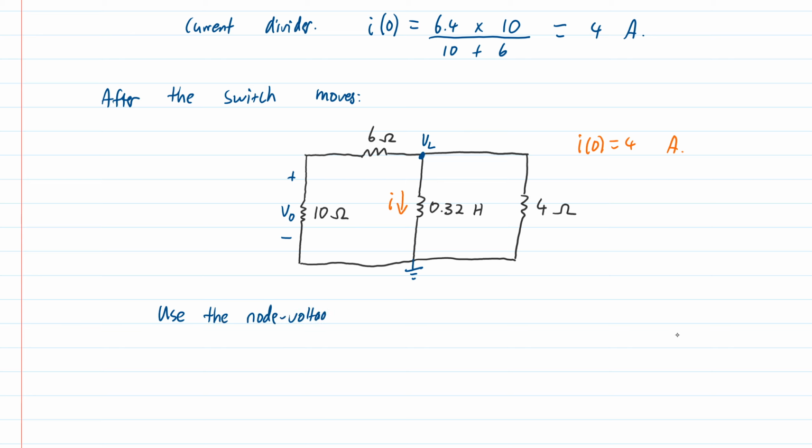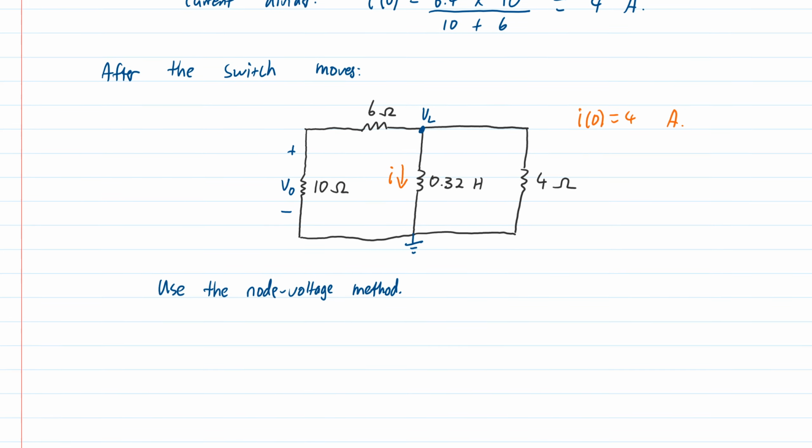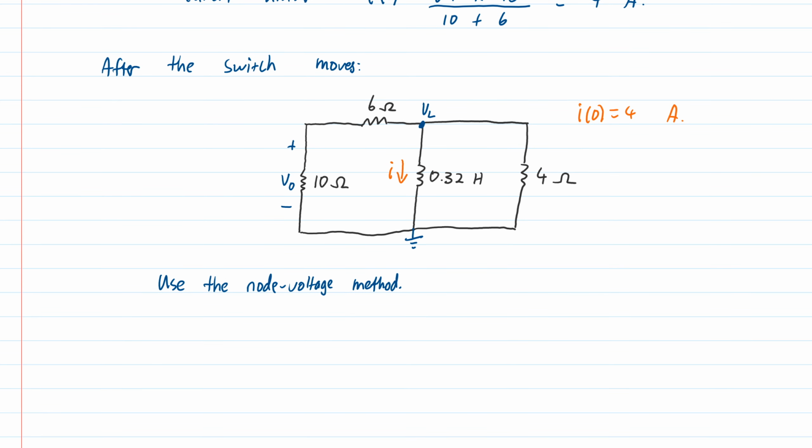The reason I choose node voltage is that it gives me one equation for one unknown here. If I use mesh current, I'll end up with simultaneous equations and it's going to be a little annoying. So node voltage will be simpler in this particular case. Okay, so what do we have here? The current leaving from VL going towards the left is VL divided by the total resistance there, which is 16. Then the current leaving through the inductor is I of t. That's one of the things I'm trying to solve for.